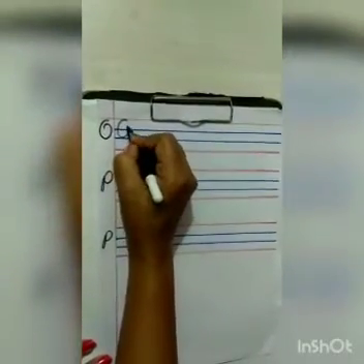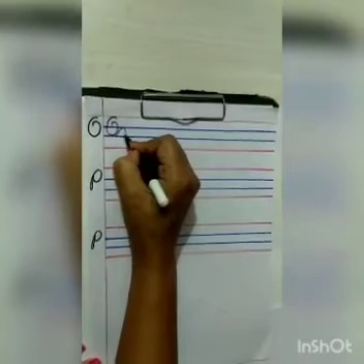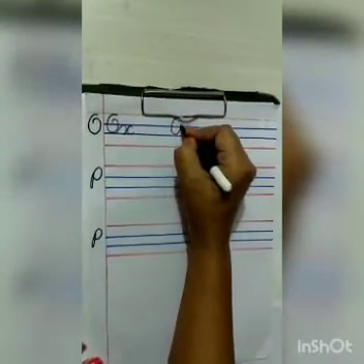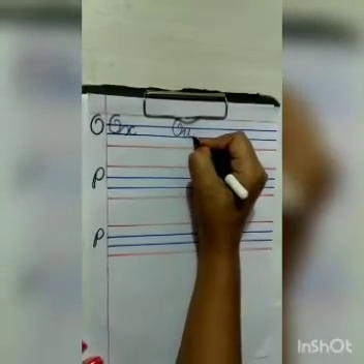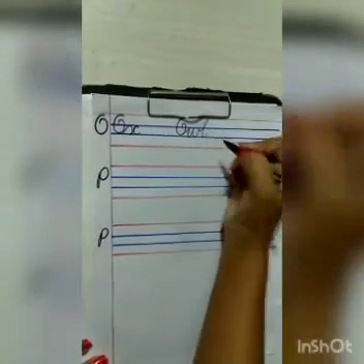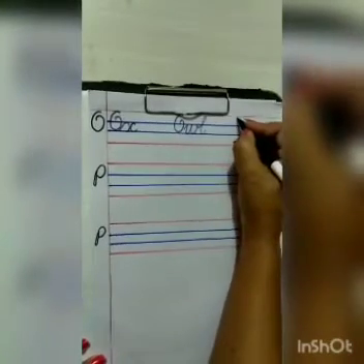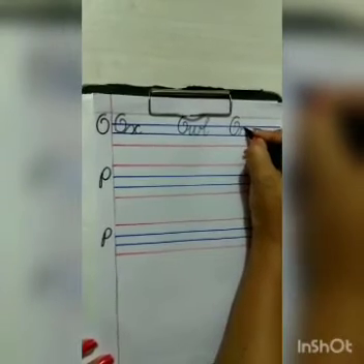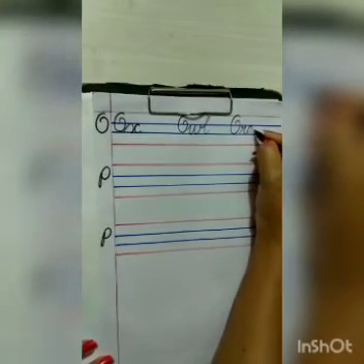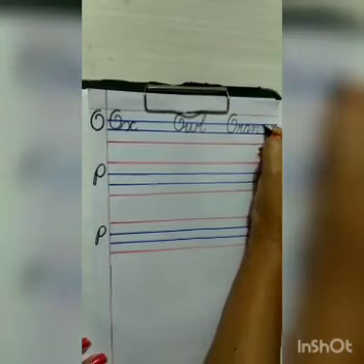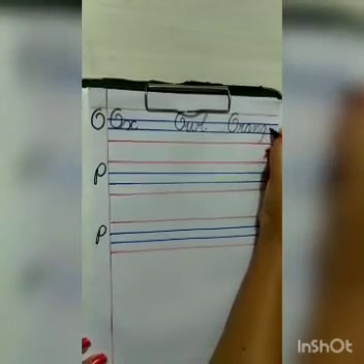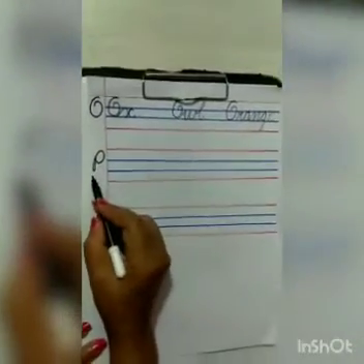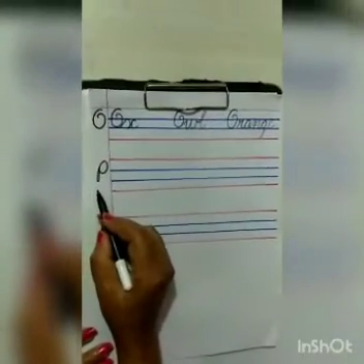O X, ox. Then after that O W L, owl. Then after that comes O R A N G E, orange. Then the next letter is capital cursive P.